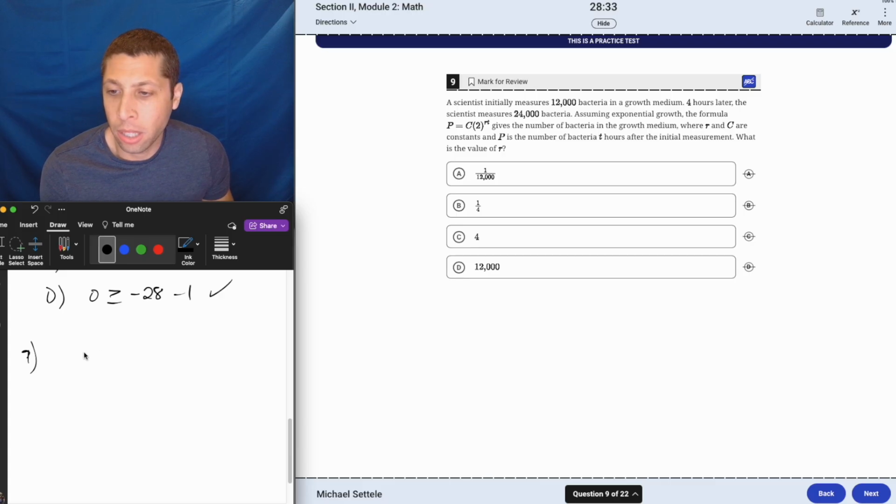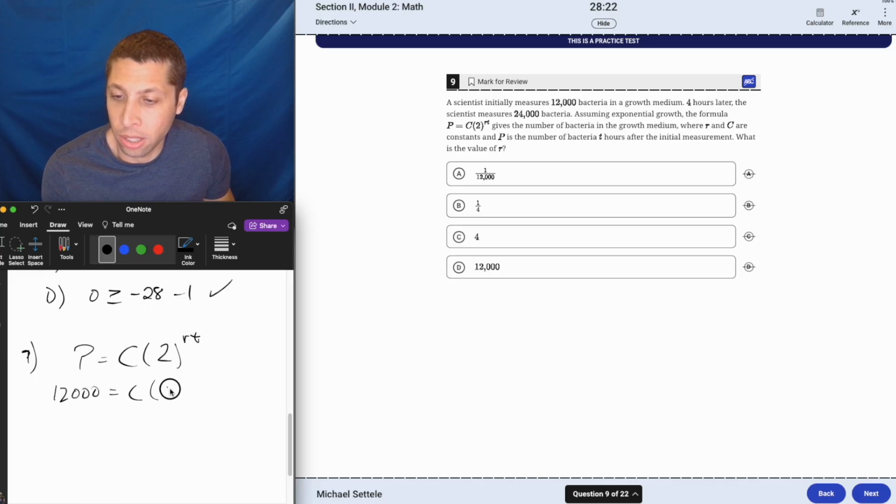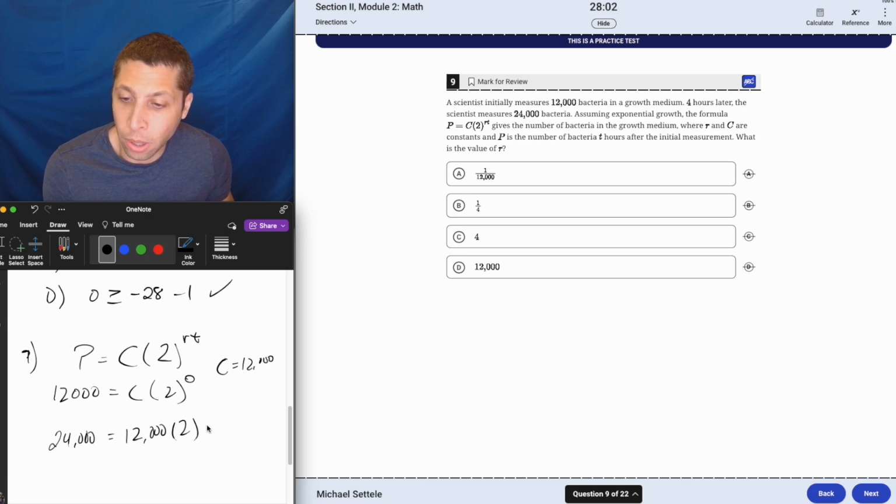So P equals C times 2 to the RT. Let's just write the equation. Initially 12,000 bacteria, right? So 12,000 equals C times 2 to the 0, because T would be 0. So C is 12,000. And then 24,000 bacteria 4 hours later. So 24,000, C is 12,000, 2, and then we're looking for R. 4 is T, so 4R.